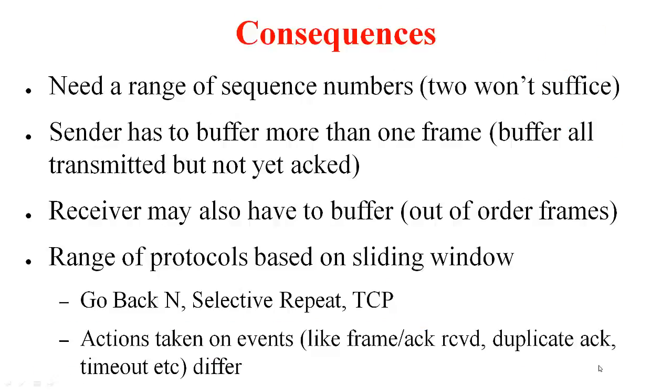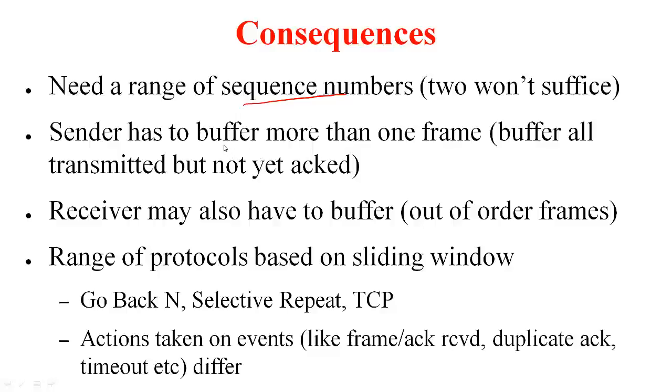So compared to the stop and wait protocol, how have things changed? Now we need a whole range of sequence numbers. In stop and wait, we just used 2 sequence numbers. That is not going to suffice anymore. How much we will see shortly, but we need a much bigger range. Not only that, in stop and wait, if the sender just buffered the packet it has currently sent, things are fine.